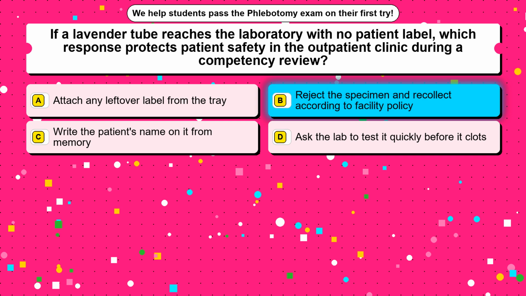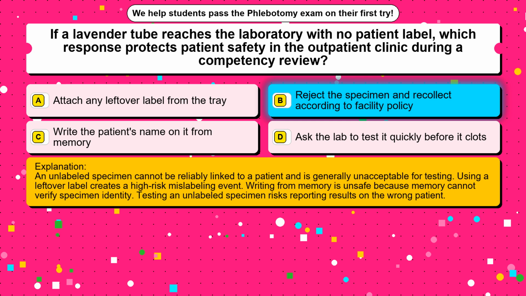The correct answer is option B. Reject the specimen and recollect according to facility policy. An unlabeled specimen cannot be reliably linked to a patient and is generally unacceptable for testing. Using a leftover label creates a high-risk mislabeling event. Writing from memory is unsafe because memory cannot verify specimen identity. Testing an unlabeled specimen risks reporting results on the wrong patient.